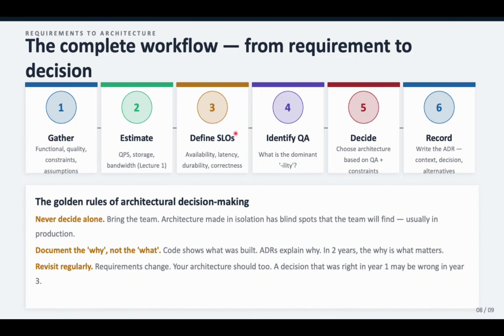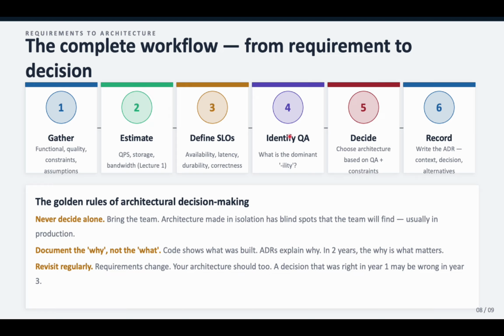Then we have step number 4, which is to identify the dominant quality attribute. Look at all your SLOs and requirements and ask, if we could only optimize for one thing, what would it be? So that answer shapes every major decision that follows.